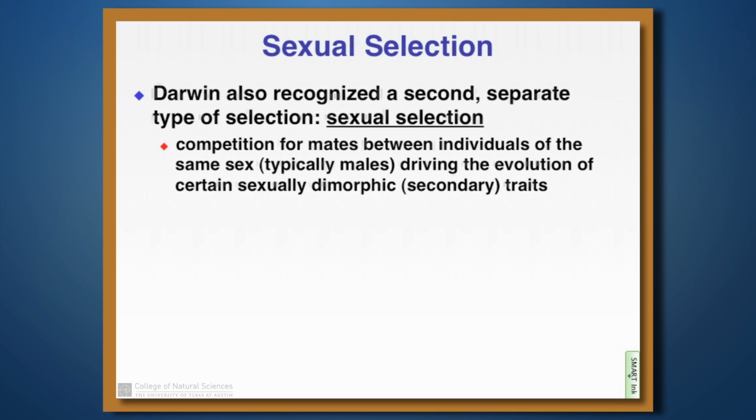One of the reasons that we think that sexual selection takes place, and there's actually good experimental evidence for this, is that there is competition for mates between individuals of a particular sex. More often this is for the males than it is for the females, and I'm not going to discuss why that would be. But more often, there's more competition between males for a mate than there is between females for the mates. And this can drive the evolution of certain types of sexually dimorphic or secondary sexual traits.